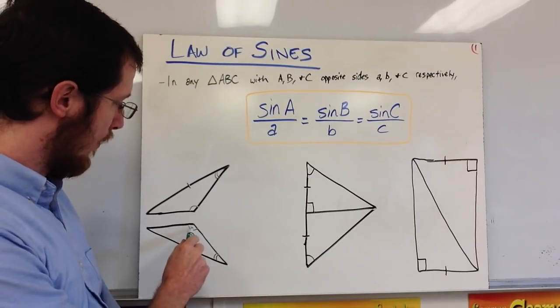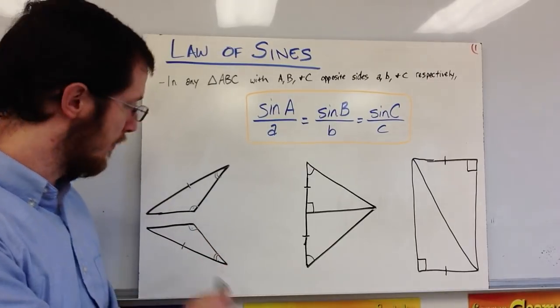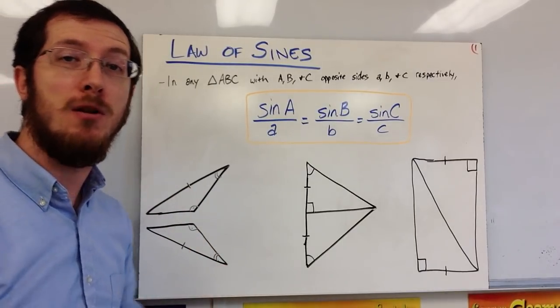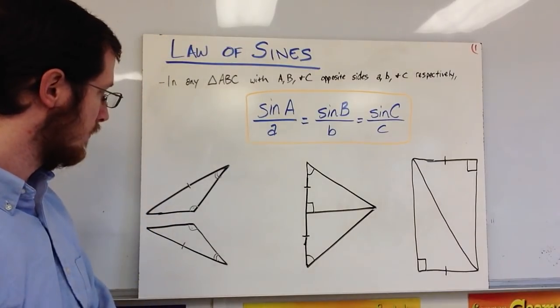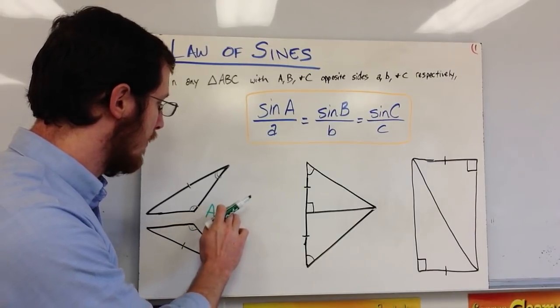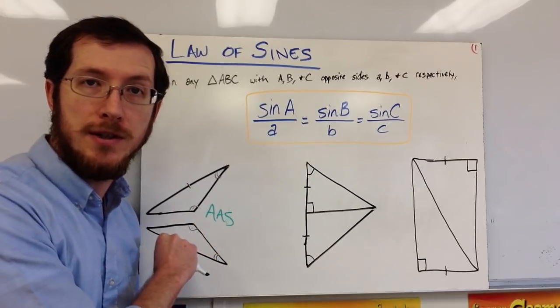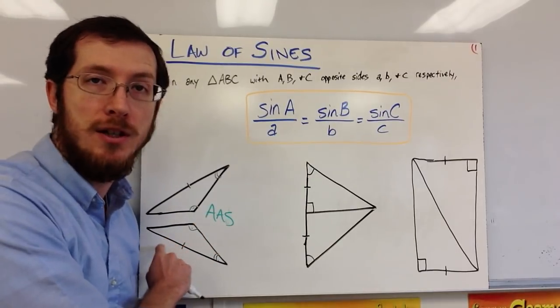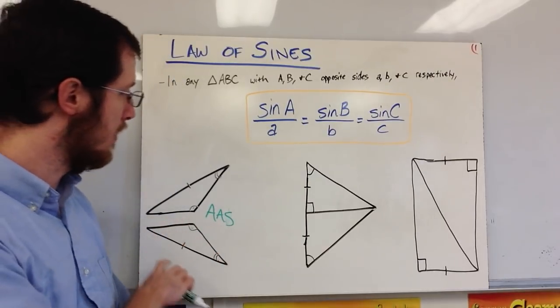So notice that we've got one pair of congruent angles, we've got a second pair of congruent angles, and then we've got a pair of congruent sides. So going back to geometry, if we were going to try to prove that these two triangles were congruent, then we could use the shortcut angle, angle, side. We've got two pairs of congruent angles and a non-included side. So that side's not included between those two angles. All right, so we could use angle, angle, side.